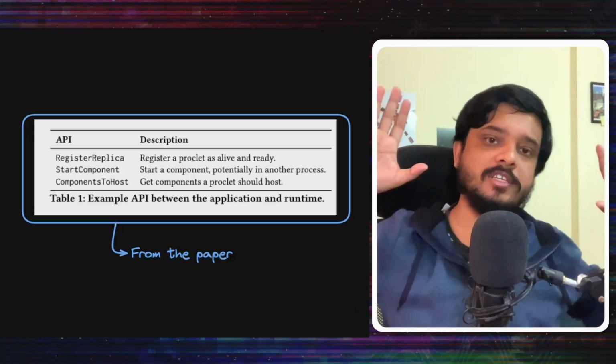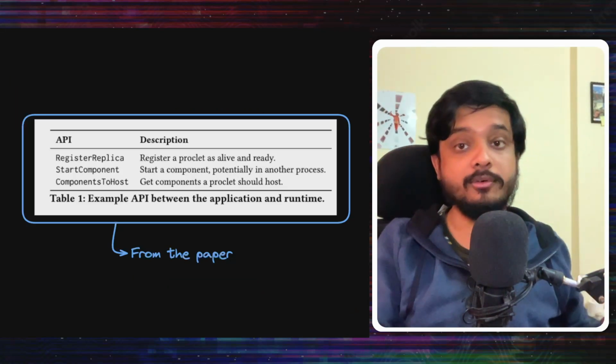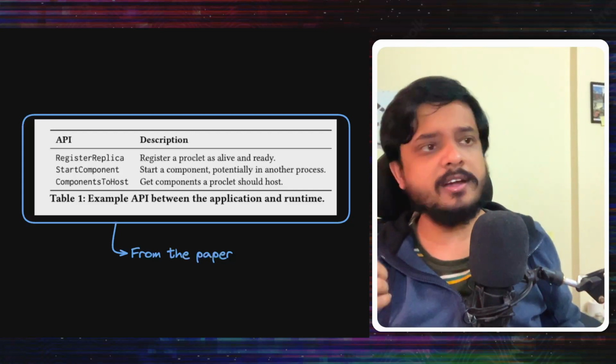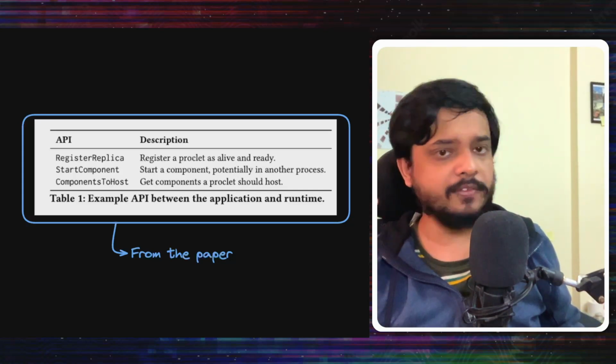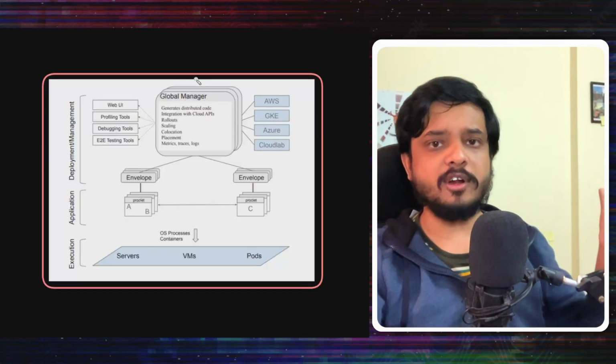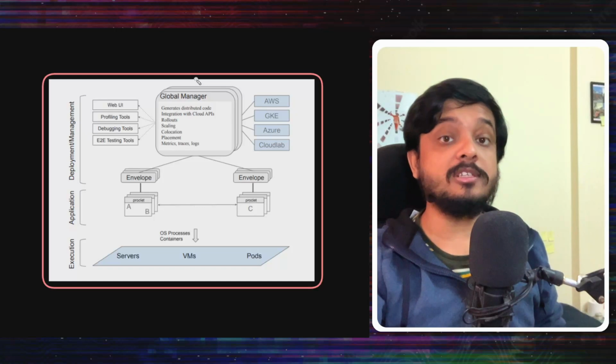Now the runtime exposes APIs to the proclet like register replica to register the proclet, start component to start executing a component, and some others as well. You can read the full list in the paper, or I've just pasted a screenshot here. Look at this diagram from the paper. The runtime is expected to be something like this.